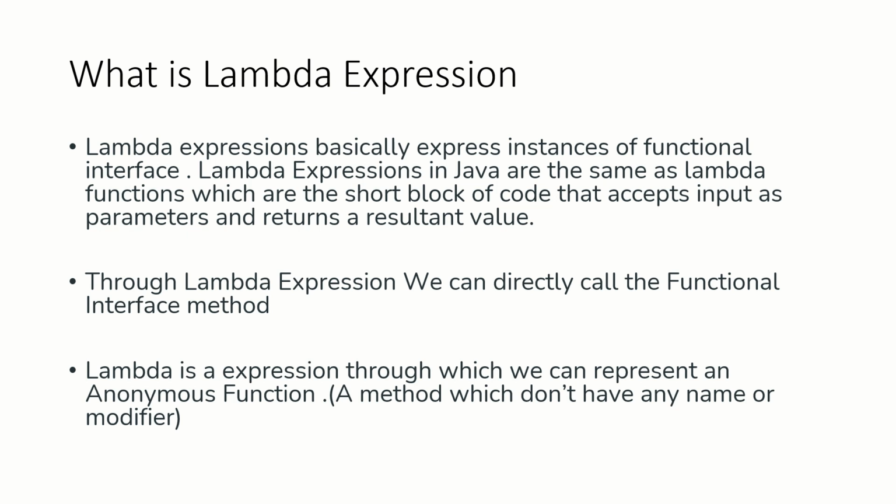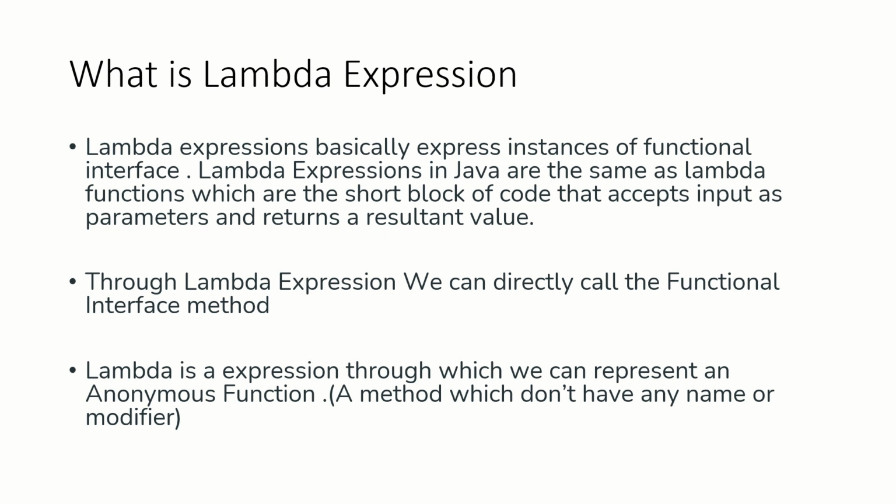You can also say that lambda is an expression through which we can represent an anonymous function. A function which does not have any name or modifier is called an anonymous function. When we use the lambda expression to call the single abstract method of the functional interface, you will see how the anonymous function is made and how the lambda expression represents it. We make that single abstract method in the form of an anonymous function first, and then with the help of lambda expression we can implement it. So this is about the lambda expression.